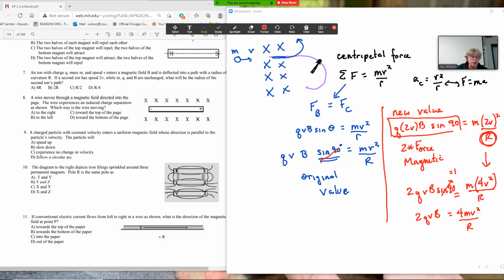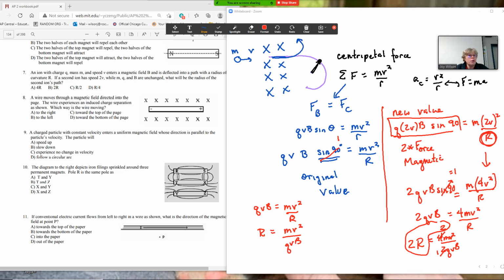So in the first scenario, I have QvB equals mv squared over r. So r equals mv squared over QvB. Both of those are 1s. But now when I do this, I get 4mv squared over 2QvB. And 4 over 2 reduces to 2 over 1. So my new radius must be twice as big as the last one. So our correct answer on number 7 would be B.